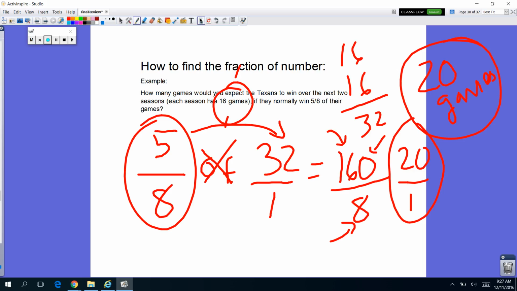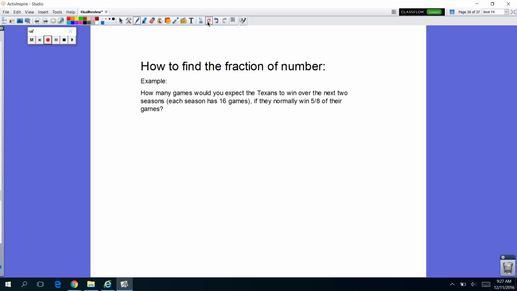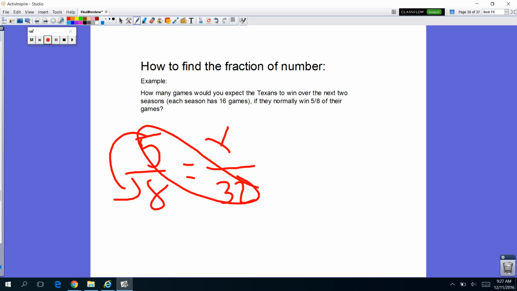But you could have also done it as a proportion: 5 over 8 equals something out of 32, right? And then you multiply those two, so it works as a proportion too. But this is to show you that it can also work as a fraction of a number, 5/8 of 32. Okay. All right.